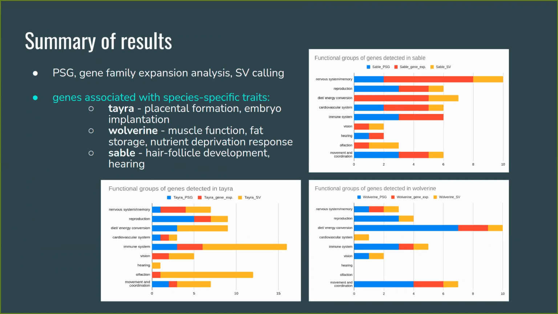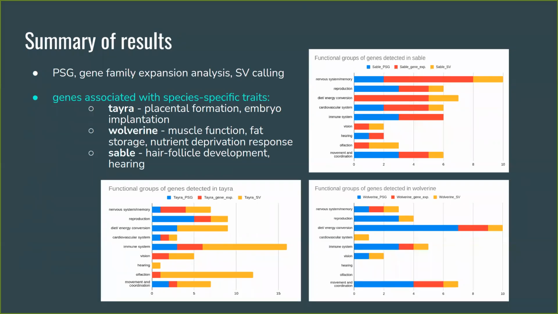Among the many genes that we found, those we expected to be under adaptive selection in these species are immune system related genes and olfactory genes. There was, of course, lower detection in the Wolverine genome due to its fragmented genome. But overall, the most interesting and significant results are genes associated with the species-specific traits that I mentioned. For example, in Thyra, we found a number of genes related to reproduction, and more specifically, formation of placenta and embryo implantation.